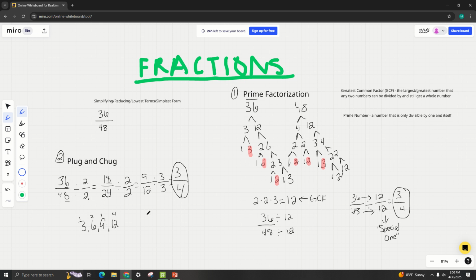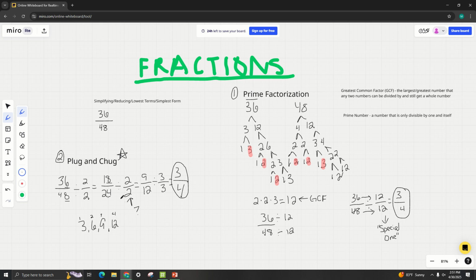This one is maybe not as beautiful as this method over here doing prime factorization, but in the end they both did still work. So I encourage you to try them both out. Try multiple problems using these methods, find what works best for you. I just implore you, be careful with plug and chug because you may stop too early. And it is a little bit difficult still to find what number you can divide by.